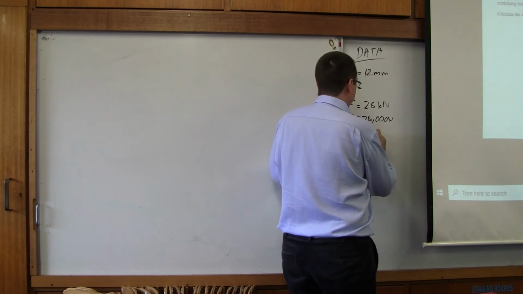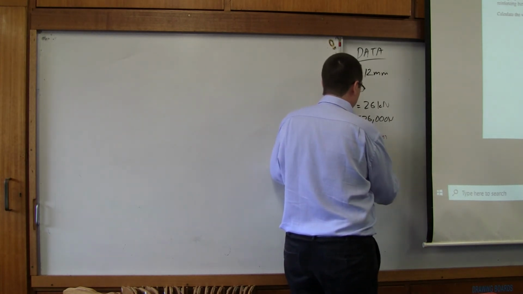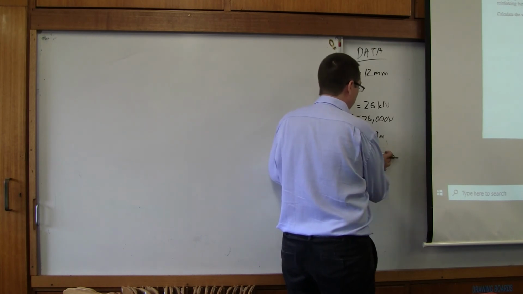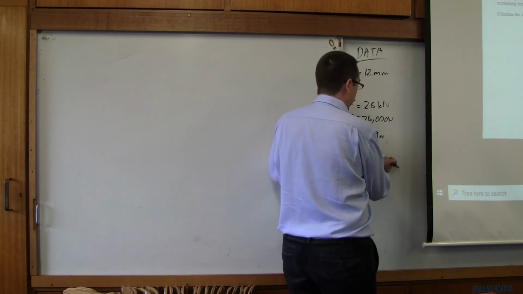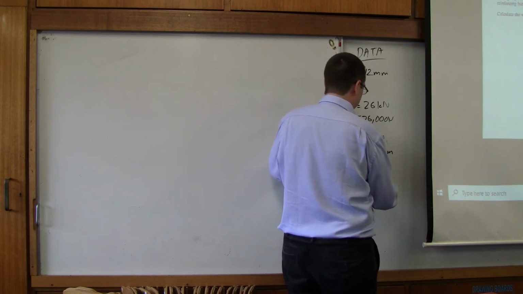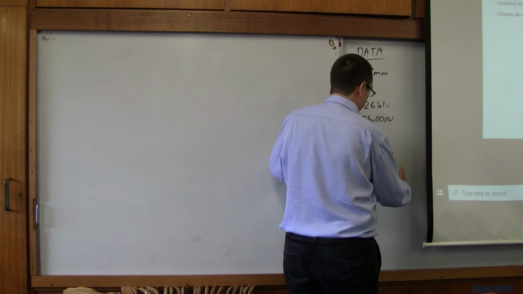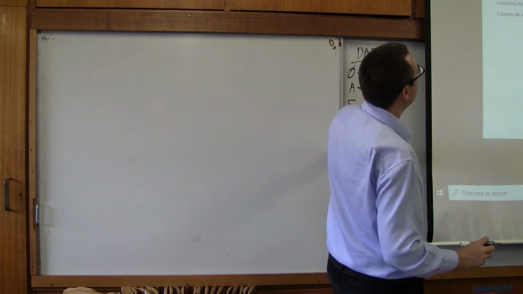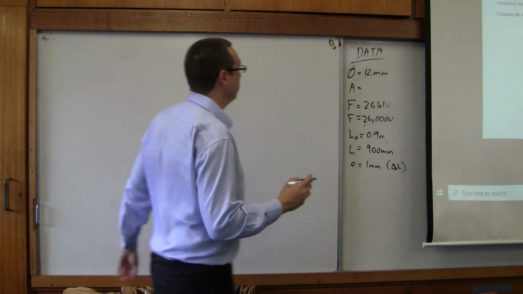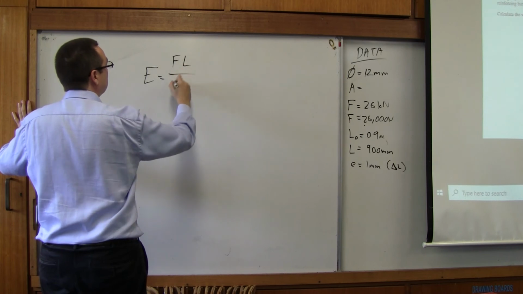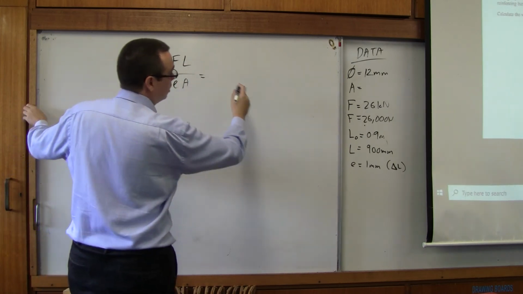is 0.9 meters, but we're going to use millimeters instead. We're just going to say L equals 900 millimeters, and then delta L equals 1 millimeter. Okay, calculate the Young's modulus. It was pretty easy. We spent more time writing down the data than we did anything else. It's just making sure that we get the right thing.